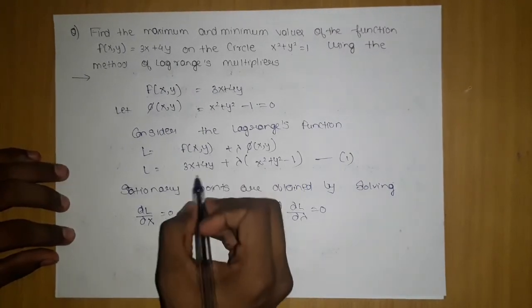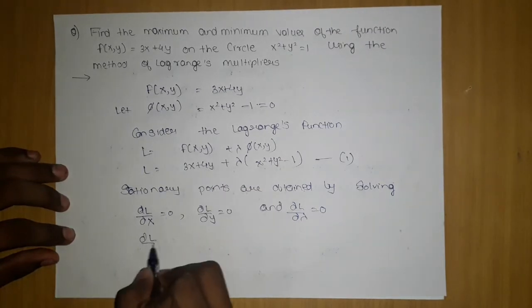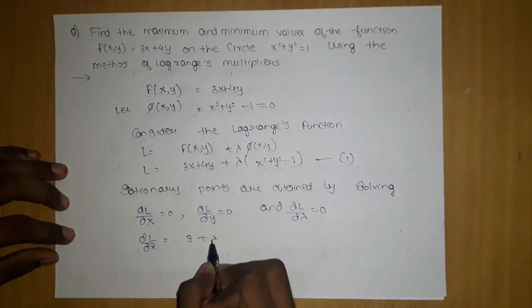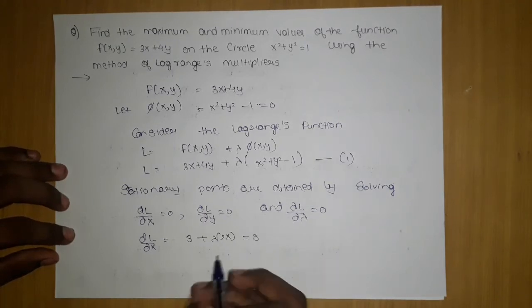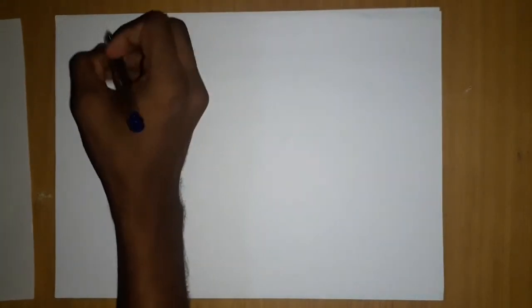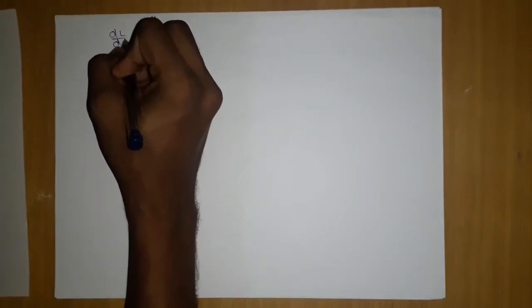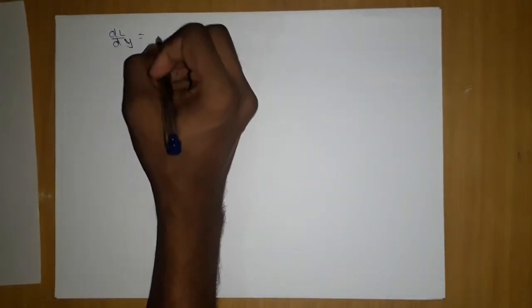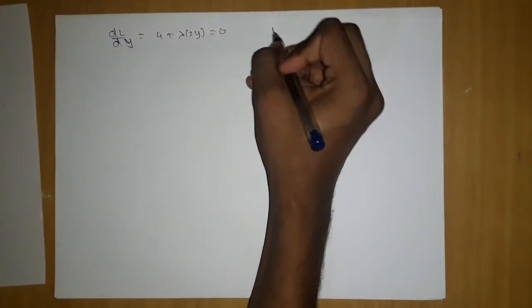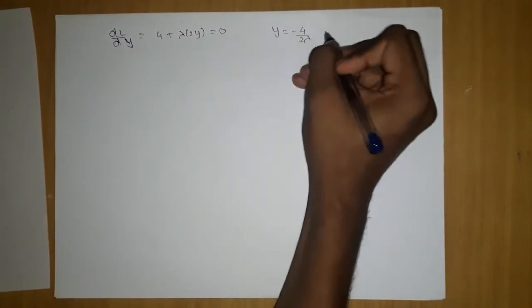First we consider dou L by dou x equal to 0. Differentiating with respect to x, 3 plus lambda times 2x equals 0, and simplifying I get x equals minus 3 by 2 lambda, which is my second equation. On the next page, dou L by dou y: 4 plus lambda times 2y equals 0, so y equals minus 4 by 2 lambda, which is my third equation.